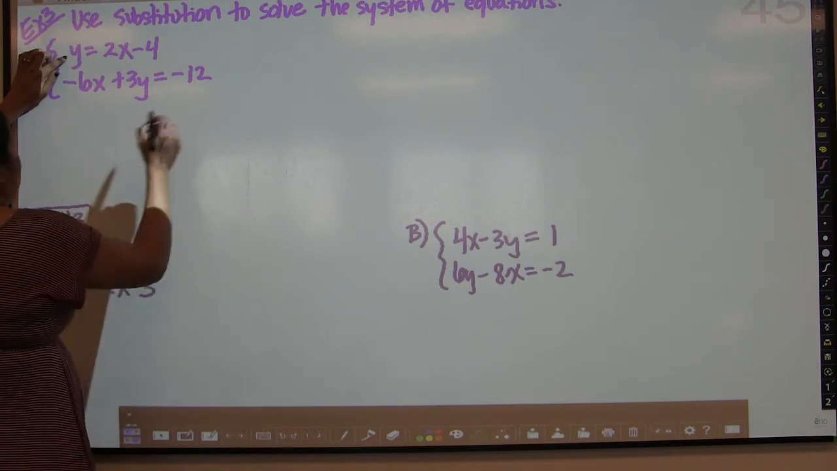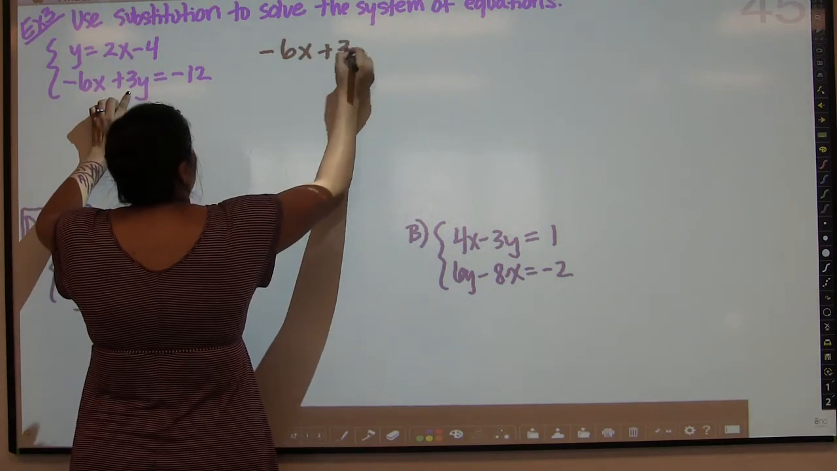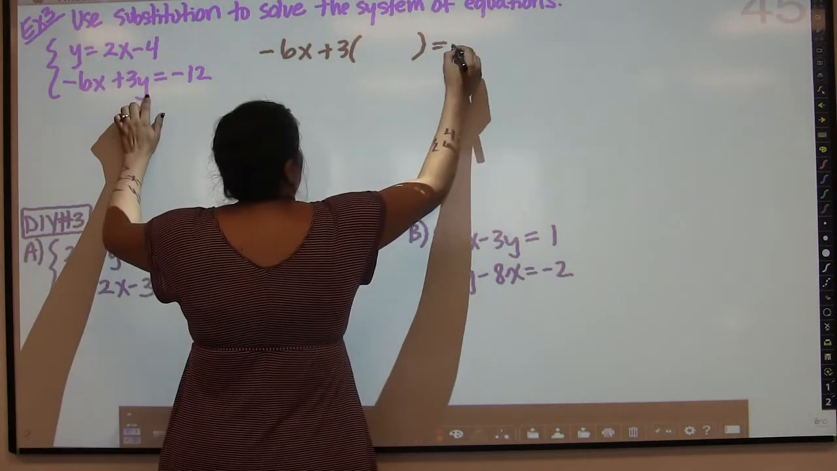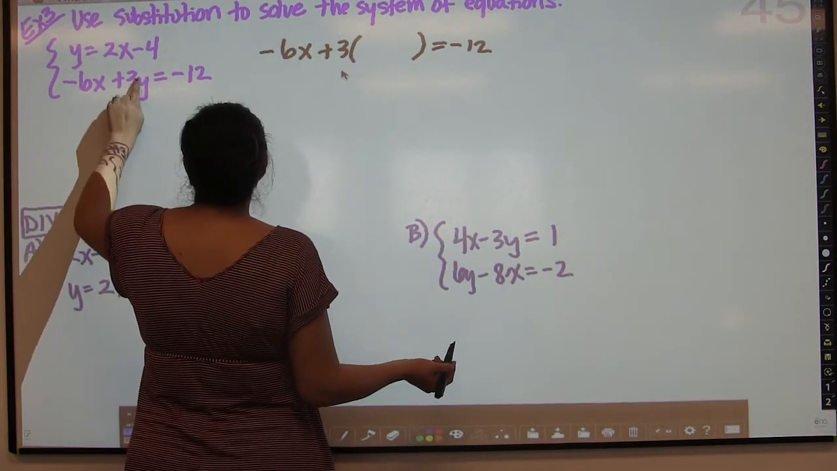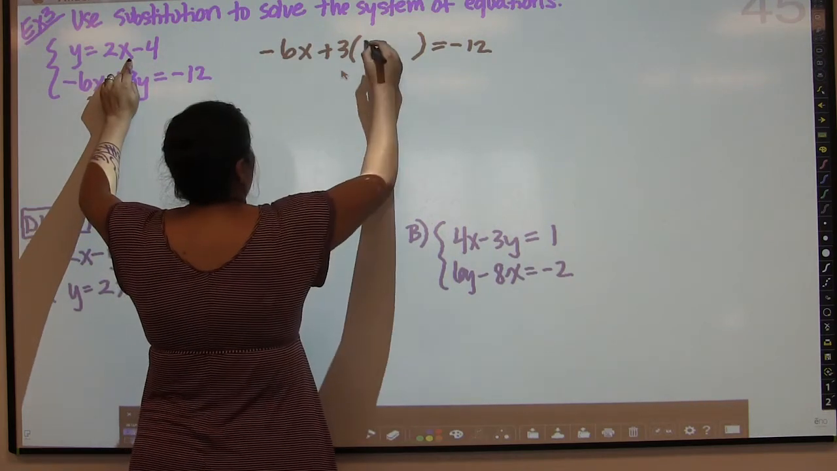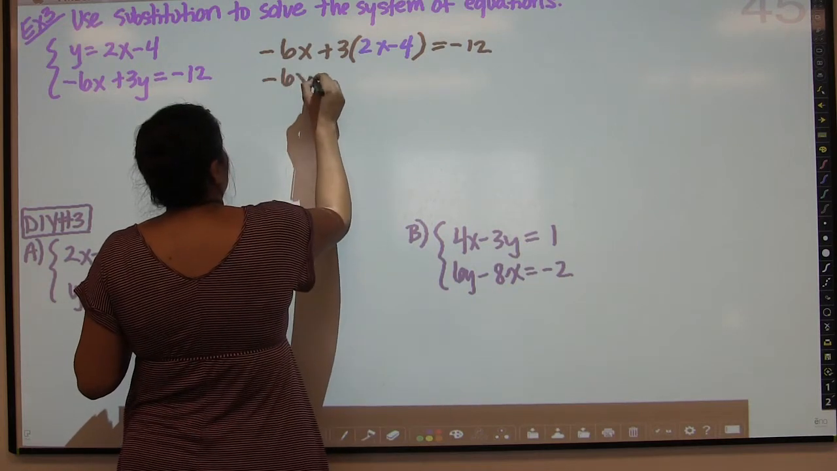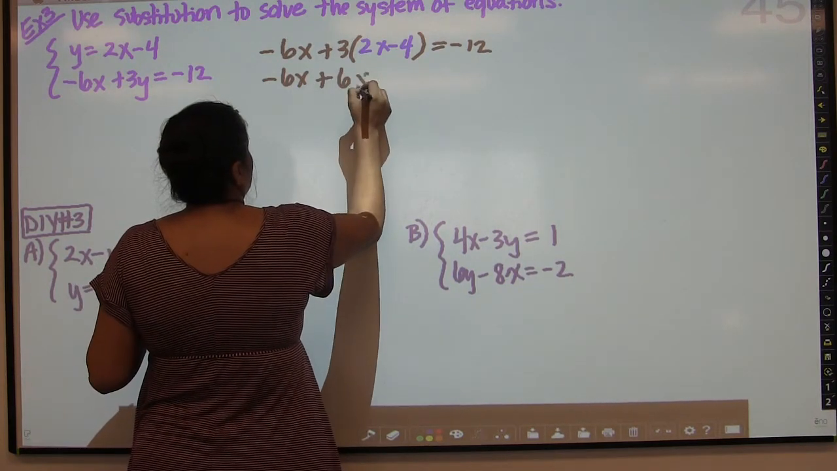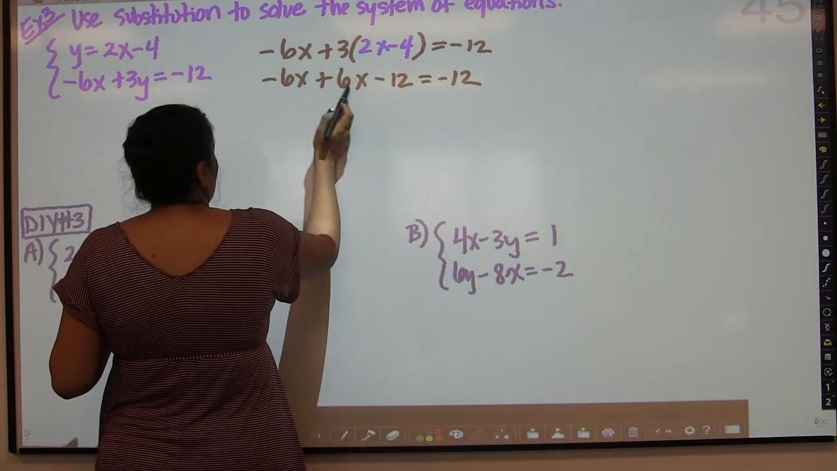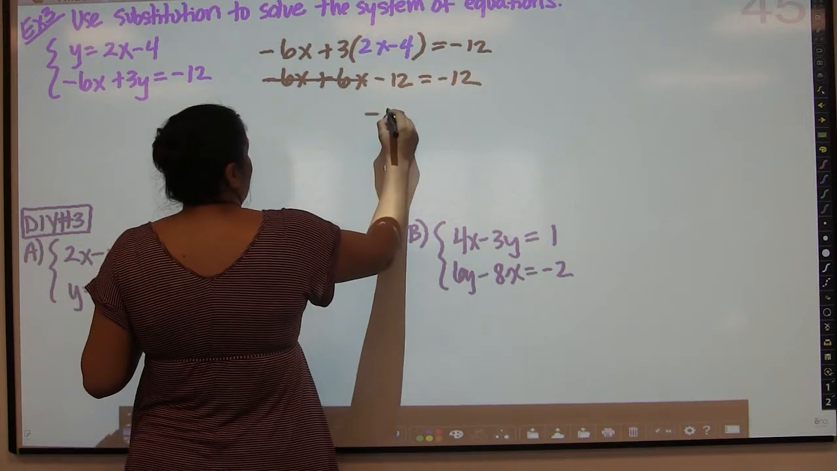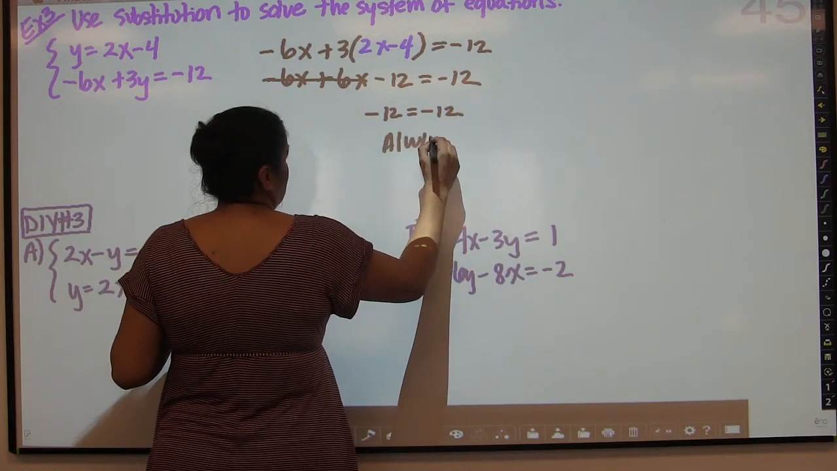So I'm going to take my negative 6x plus 3 times y equals negative 12. And then the y, I'm going to replace the y variable with 2x minus 4. And then I'm going to attempt to solve. So I get negative 6x. 3 times 2 is plus 6x. 3 times negative 4 is negative 12 equals negative 12. 6x minus 6x is 0. So I end up with negative 12 equals negative 12. Well, this statement is always true.